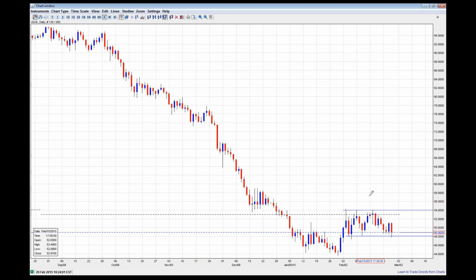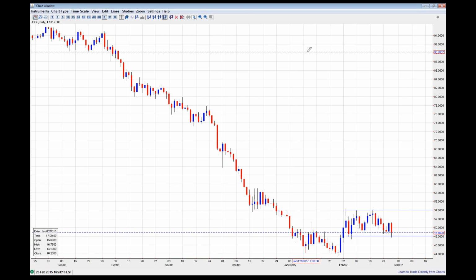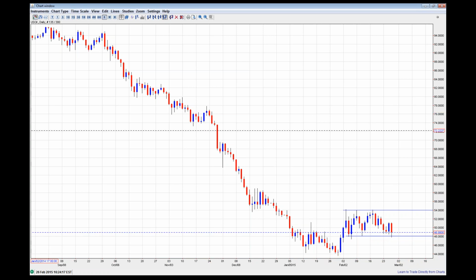So back to oil, right now it's just bouncing back and forth between these two levels. I want to see if it's going to break to the upside or to the downside. Of course, I need confirmation in the form of a breakout or breakdown from the U.S. dollar index.